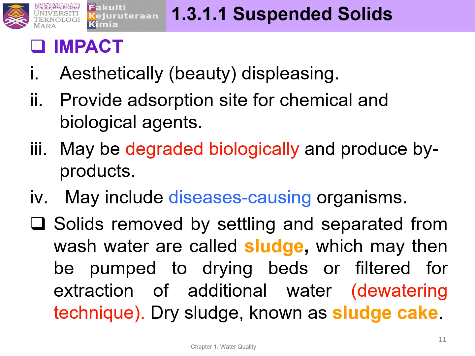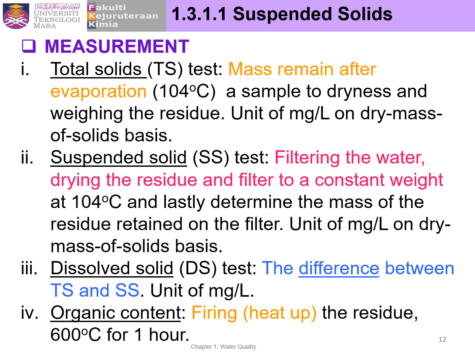So the dry sludge that you get finally, because the initial sludge that I was talking about just now is the sludge that is still wet. But when the sludge is dry enough, it is known as a sludge cake. So how to measure this sludge?